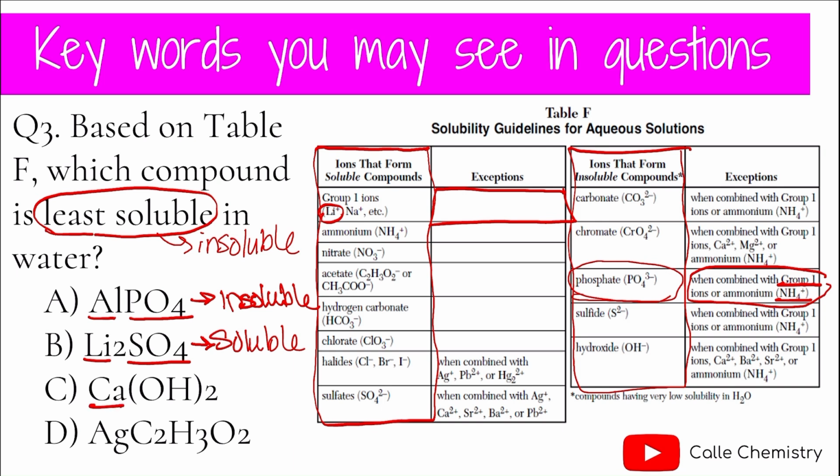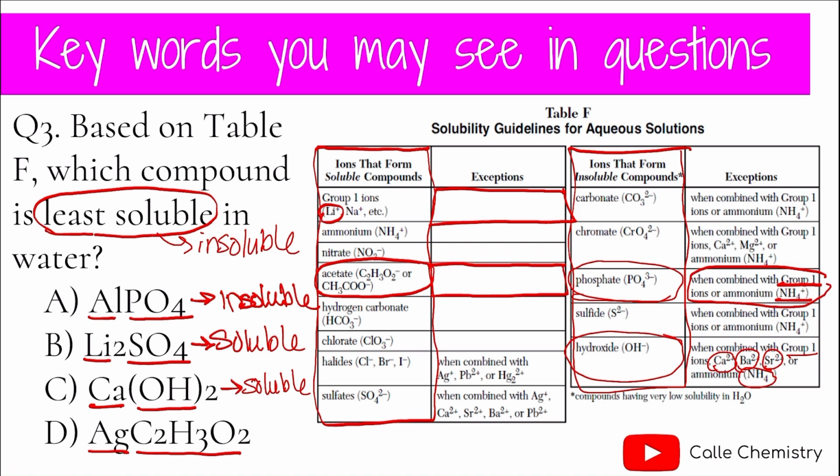Let's go to CaOH, calcium hydroxide. So we look for either a Ca or an OH. We find it right here, hydroxide. Hydroxide forms insoluble compounds except with, the exceptions include Ca, Ba, Sr, NH4, or group 1 ions. Ca is one of those exceptions. So this would make OH a soluble compound when bonded to calcium. And the last one, we have Ag C2H3O2, so we have silver acetate. If you look for acetate, it is right here. Acetate does not have any exceptions. So that makes this compound soluble.